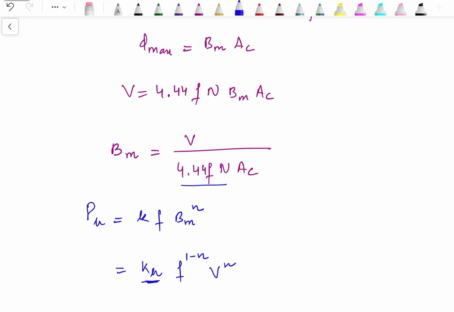So basically the hysteresis loss is proportional to the voltage raised to n, as well as the eddy current loss, which is equal to Ke f^2 Bm^2. Now this can be written as Ke into V square. So both these losses are dependent upon the voltage.